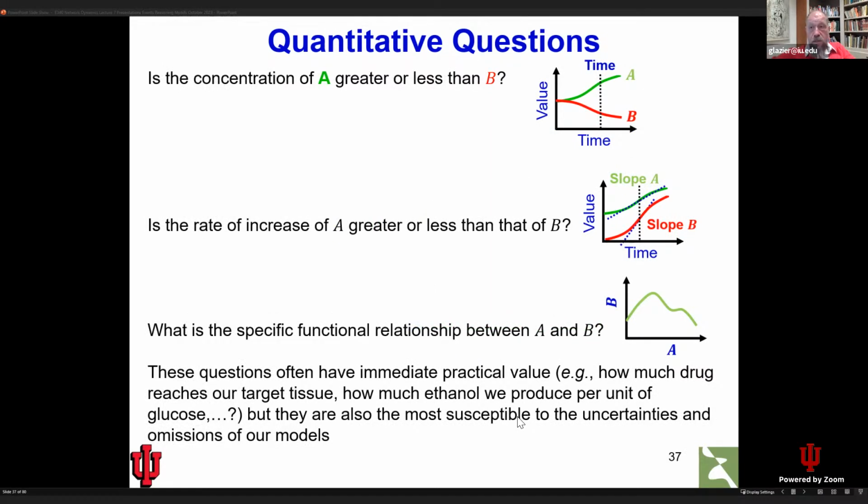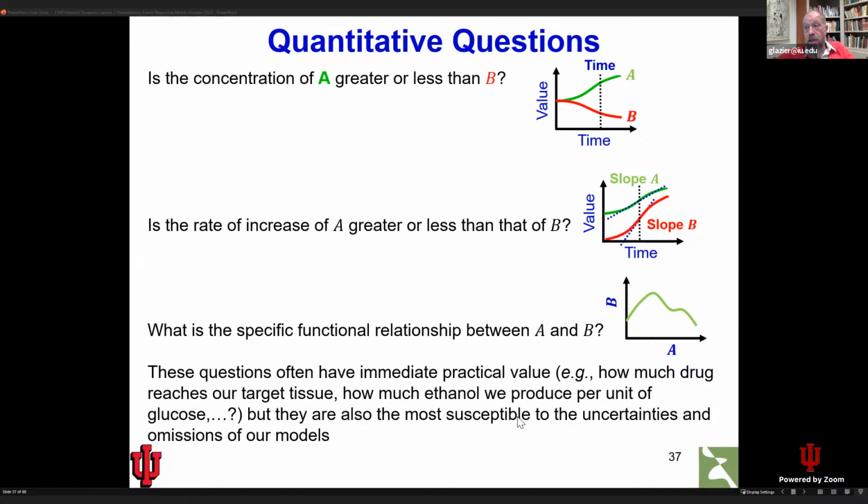These are more quantitative questions. Is the concentration of A more or less than B? That may seem semi-quantitative because it's a comparison, but I can't make that comparison just by measuring A's change or B's. I have to know both the values. Is the rate of increase of A greater than that of B? We can't do that without knowing the exact values. What's the exact functional relationship between A and B? These are all things that are pretty hard to measure.